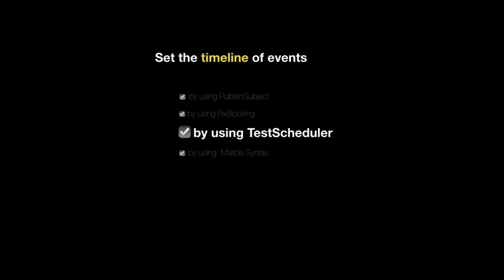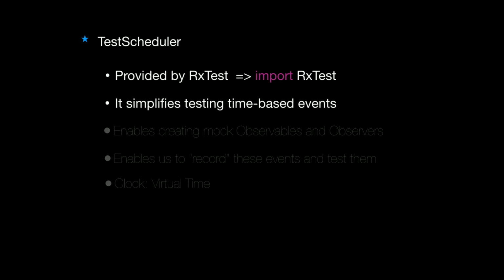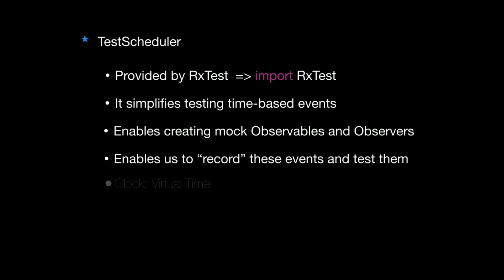So let's see how we can write our tests by using a test scheduler. A test scheduler is provided by RxTest, which also requires a different import. We use a test scheduler in order to simplify the testing of time-based events. A test scheduler enables us to create mock observables and mock observers, called testable observable and testable observer, and it enables us to record those events and validate them. A test scheduler has a clock with a virtual time. Here I have to say that the virtual time doesn't correspond to actual time, so 10 in test scheduler doesn't correspond to 10 seconds or 10 minutes.